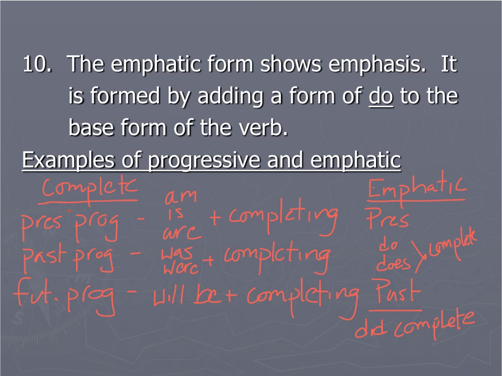Okay? So progressive form is anything that ends in ing. Okay? And then emphatic form just has the helping verbs do, did, or does. Okay? So that's our wrap-up of verb tense for the week.